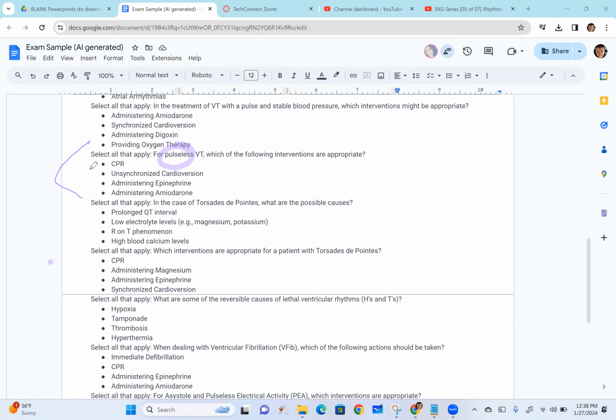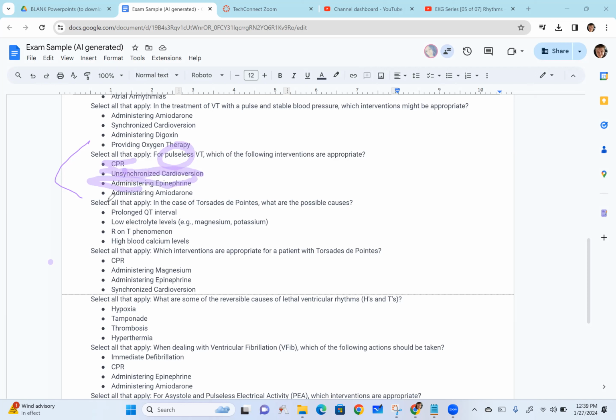Do we do unsynchronized cardioversion? Good. What is synchronized cardioversion for? VTAC with a pulse, right? Administering epinephrine, is that correct? That's correct. CPR, epi, and shocking them in an unsynchronized way.